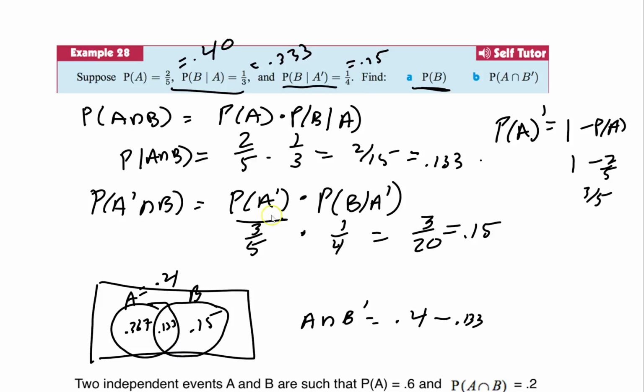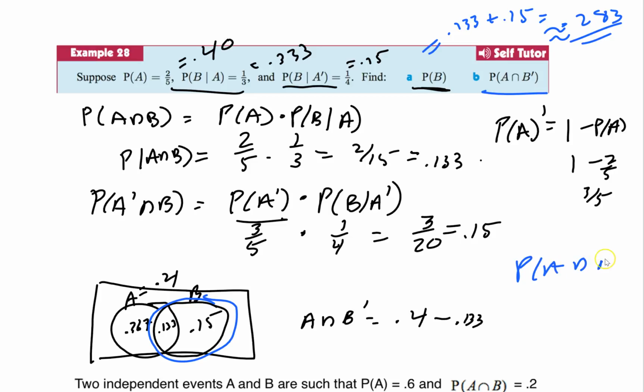If I want the probability of B, well, I have all of B right here. Remember, it's the whole circle, not just that little part. So now that I figured out what this part is, I have probability of B. That's just going to be 0.133 plus 0.15, or 0.283, approximately. And if I want to find out what probability of A intersection B not is, well, I want A but not B. That's this little side right there. That's A but not B. So 0.367. And that's how you do that problem.